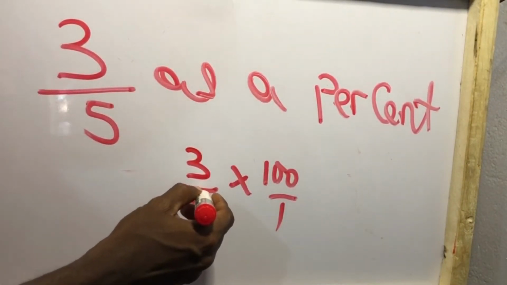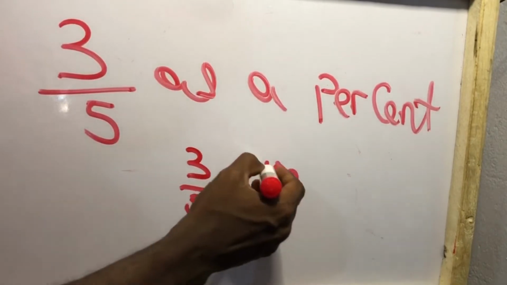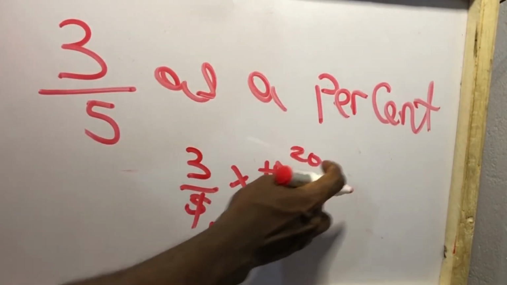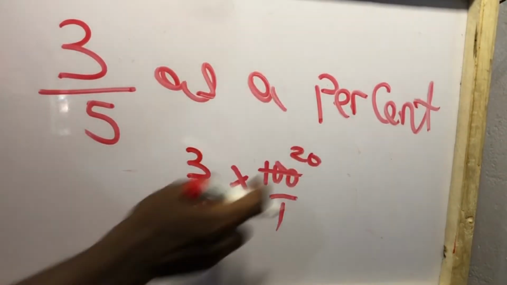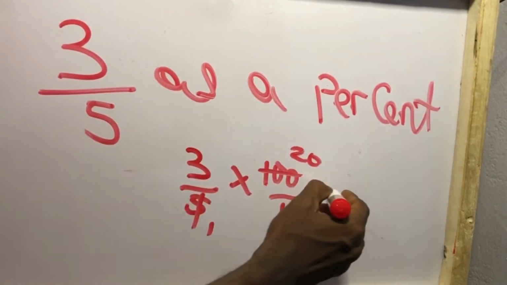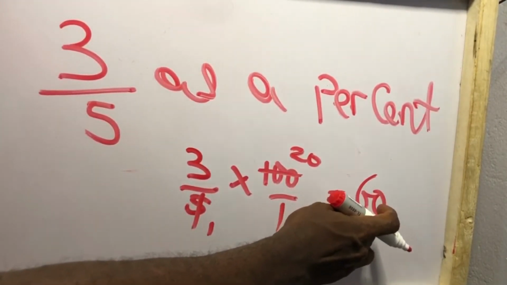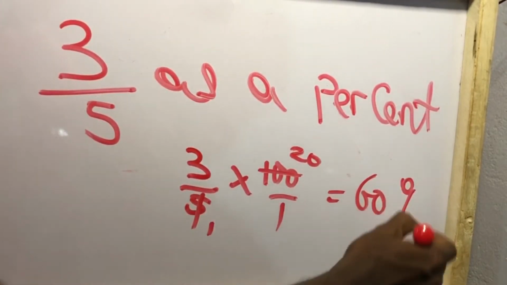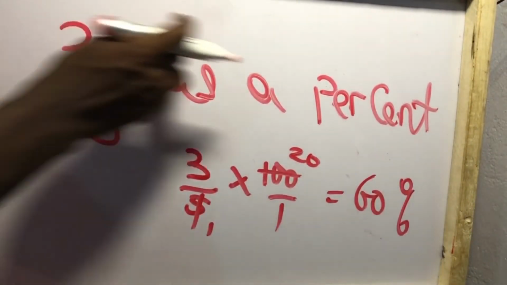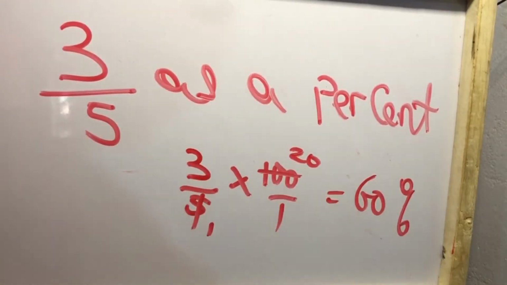So the 5 here, which is the denominator, this will be 20 because 100 divided by 5 is 20. Now 20 times 3 will give you what? 60. So you're not just going to write 60 alone, you're going to put the percentage sign. So 3 over 5 as a percent means 60%.